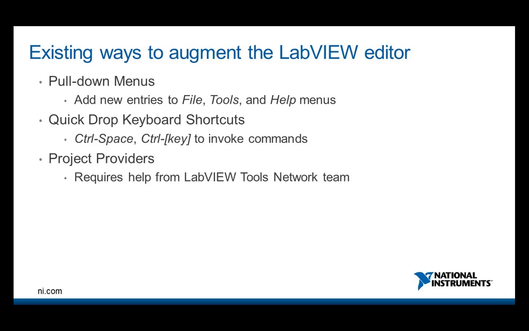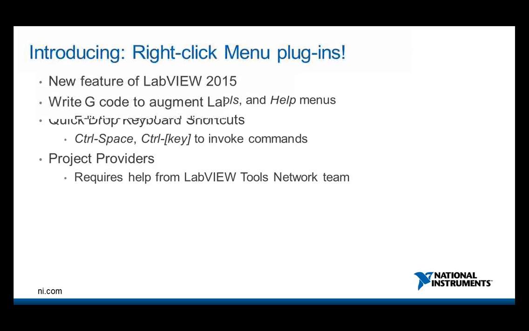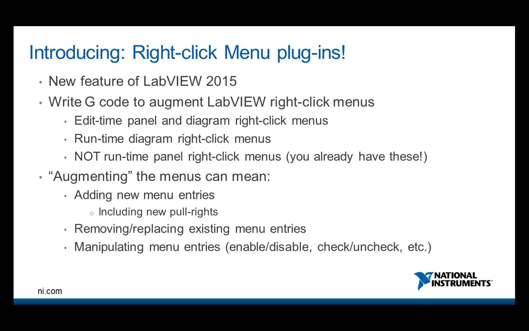And then project providers. If you've never heard that term before, that's basically a way to have G code that provides right-click menus in the project window. Some examples of that, if you guys have ever used the built-in source code control in the project window to check out files and that kind of stuff, that's all G code behind the scenes. The thing is that writing a project provider is not easy and it's not straightforward, so much so that you actually need to talk to the LabVIEW Tools Network team here at NI if you want to add a project provider. But these are basically the ways you can augment the editor in 2014 and previous. But in 2015, we now have a framework that allows us to write G code plug into the right-click menus in the editor itself.